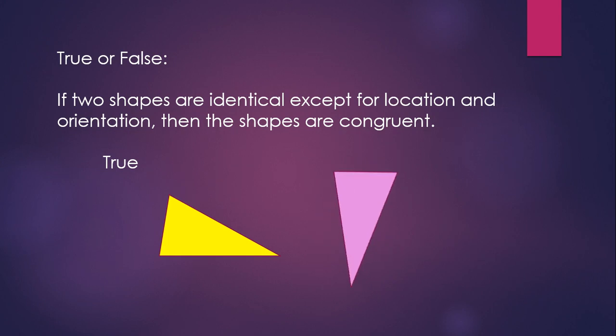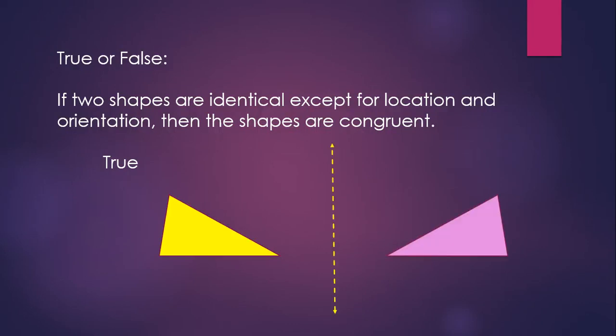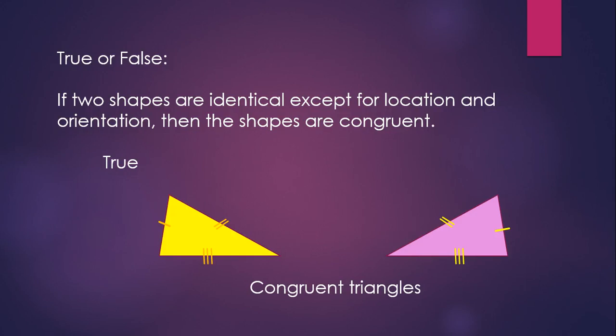If I take the purple triangle and I change its orientation, I rotate it, it's still congruent to the yellow triangle. In fact, I could take the yellow triangle and reflect it across a line, and the reflection would still be congruent to the yellow triangle. Now, one thing that's going to be true if we have two triangles that are congruent is they will have pairs of sides that are congruent. So we can see in the two triangles, we have 3 pairs of congruent sides. That will give us congruent triangles.